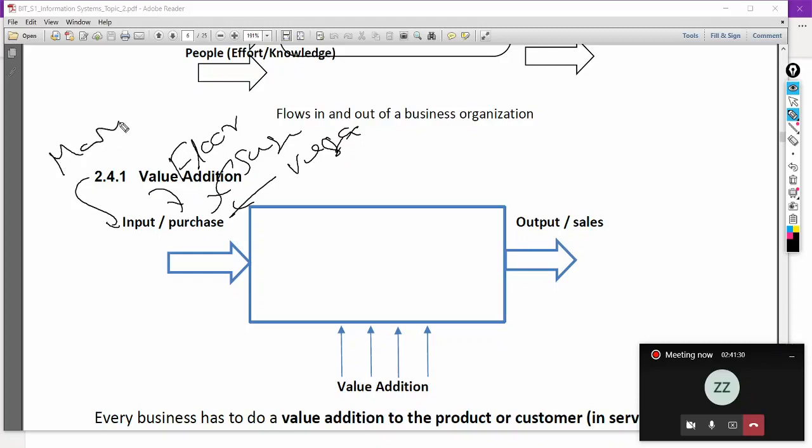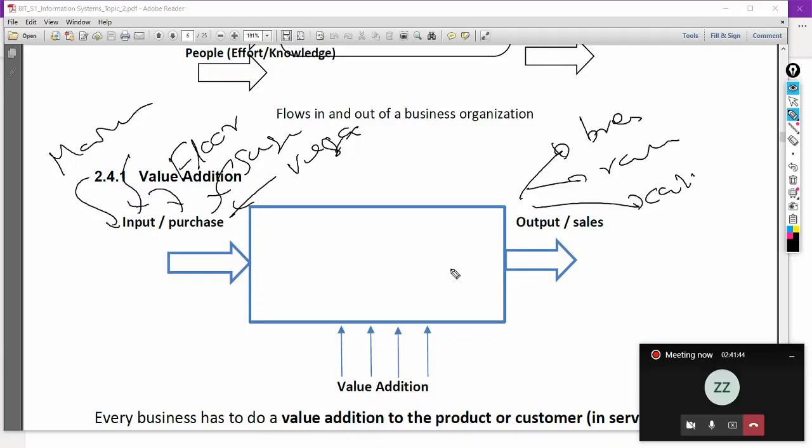Margarine, etc. So that is material input. Water, etc. What is the output? The output is bread, rolls, cakes, etc. So that is your output. So why do people buy your bread, rolls, these things? Of course, they can also buy the ingredients and make the bread or whatever by themselves.